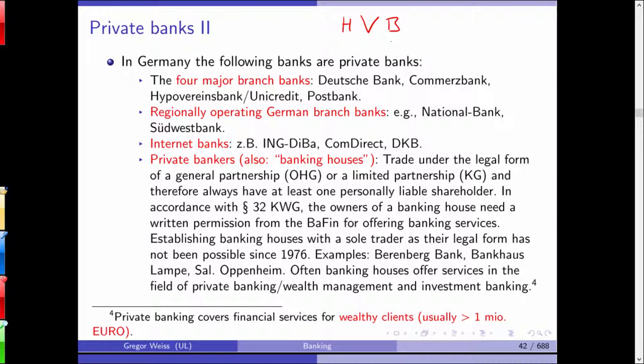Right now, it seems they want to keep it. Then there are some regionally operating German branch banks, Filialbanken. For example, Nationalbank, Südwestbank. And here one has to be careful. Nationalbank is a privately owned bank that has nothing to do with a national bank in the US.